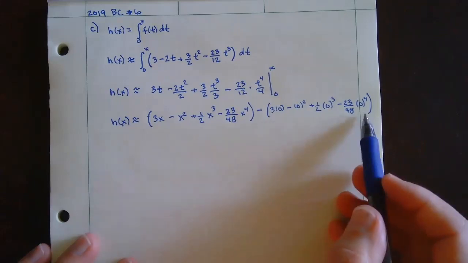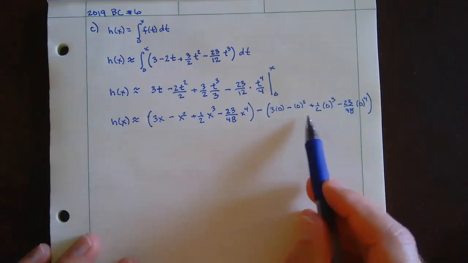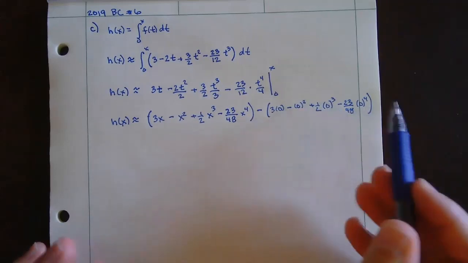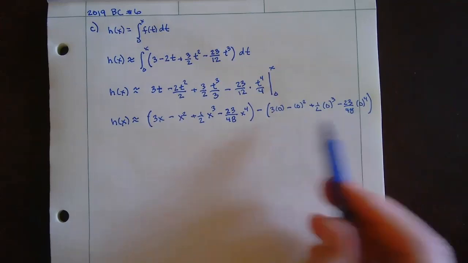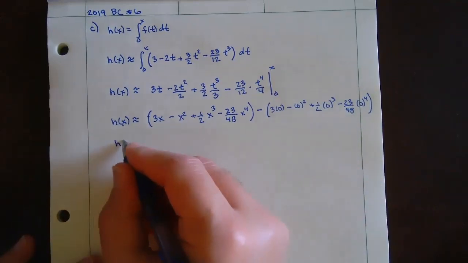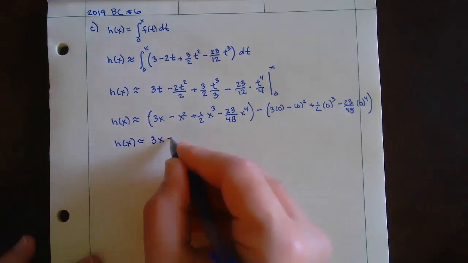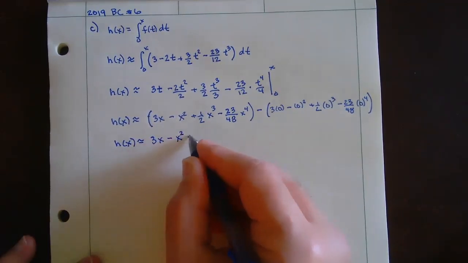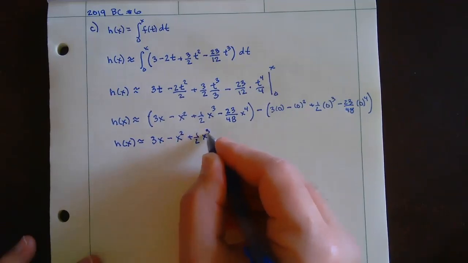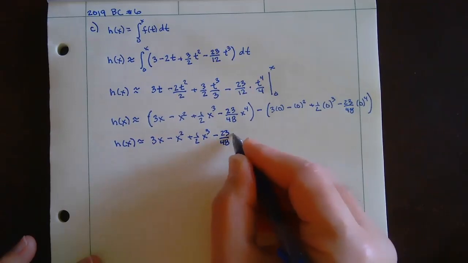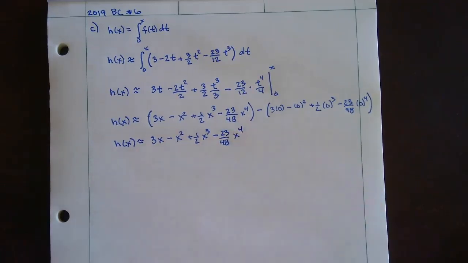Now, all of these are going to be 0, right? But you got to make sure you show them that you knew to put 0 in here, okay? So even if you wrote minus and then you put 0 here, that'd be okay, because that shows that you knew this was all going to be 0, okay? So h of x could simply be approximated with 3x minus x squared plus 1/2 x cubed minus 23 over 48 x to the fourth. And then they asked you to use this to find an approximation for h of 1, okay?